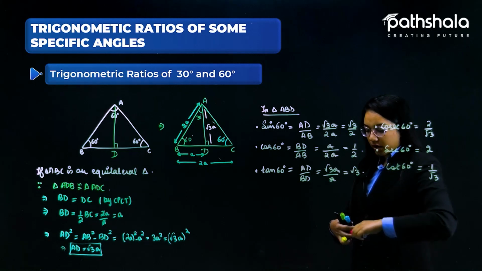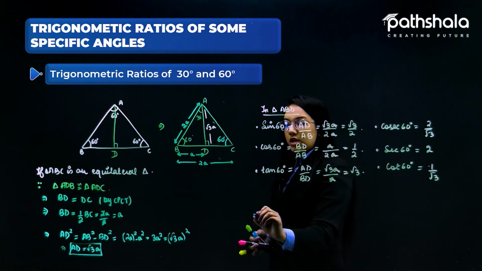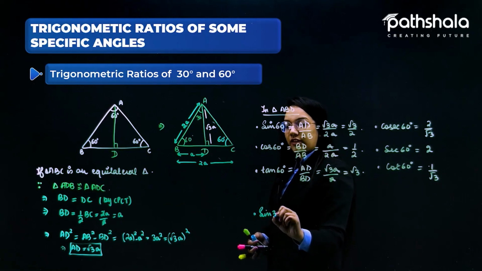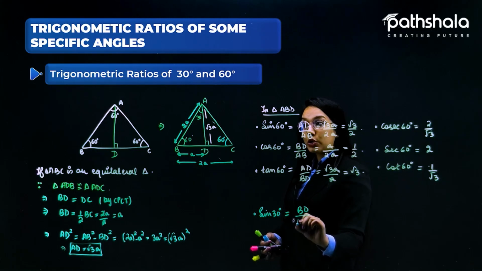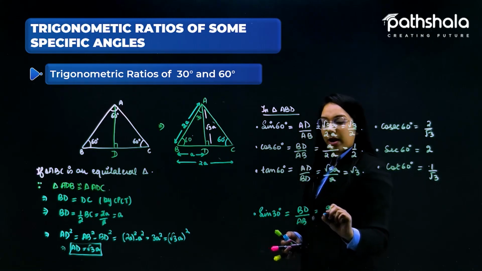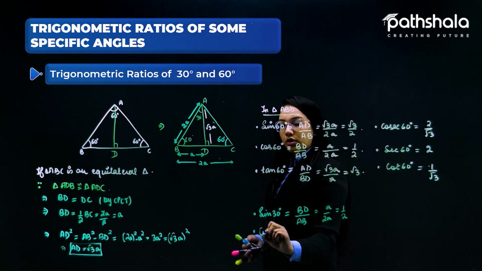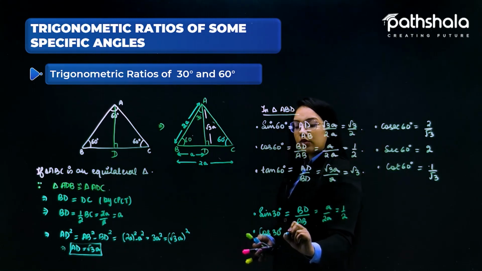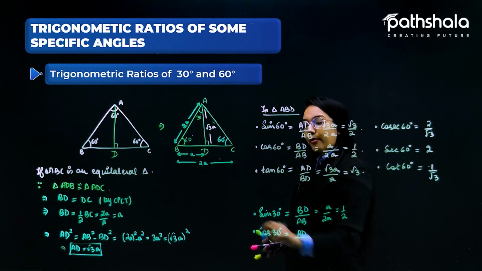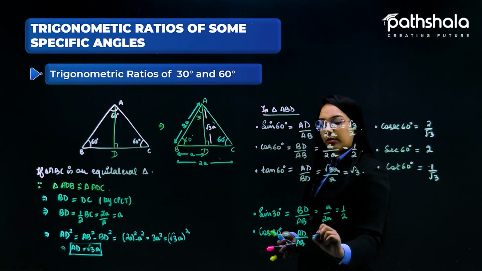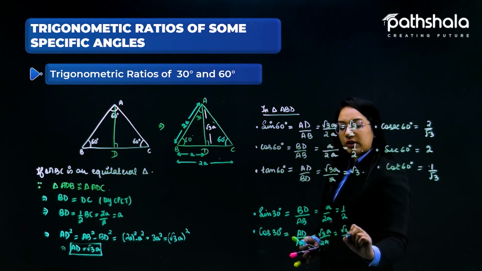Now if I'm talking about the 30 degree angle, for sine 30, it would be perpendicular, that is BD, by hypotenuse AB. So this would be A by 2A. The answer would be 1 by 2. And if I'm talking about cos of 30 degrees, this would be base, that is AD, by the hypotenuse AB. This would be root 3A by 2A. A gets cancelled. This is root 3 by 2.